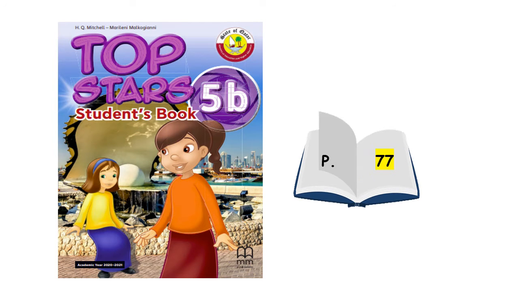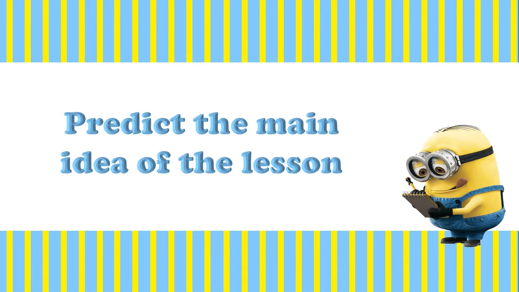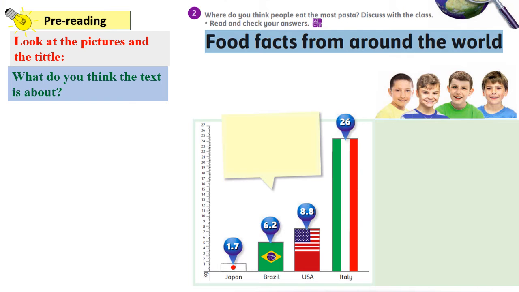Now it's time to open your student book at page 77. Now it's time to predict the main idea of the lesson. Okay, so if you look at these pictures, what do you think the text is about? Excellent, thank you. It's about food facts from all over the world. It's about the food around the world. Bravo, Hassan. What kind of text?